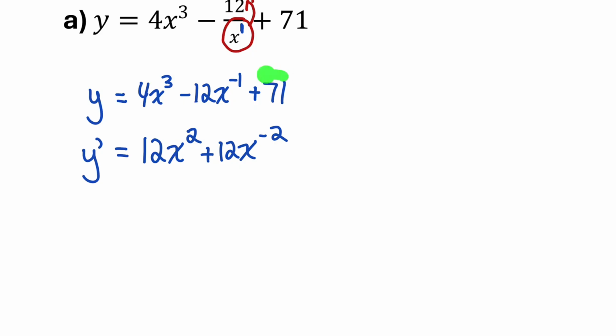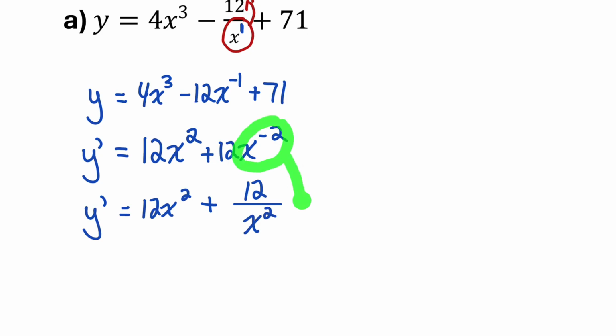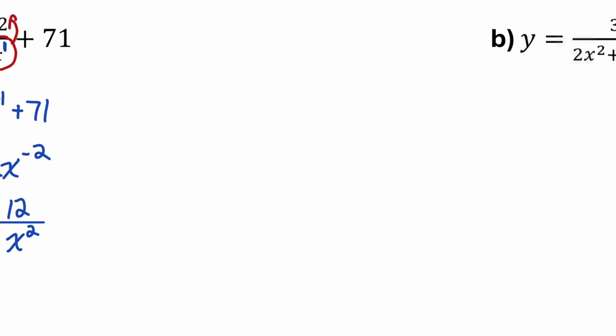And then the last term is 71, which is a constant. The derivative of any constant is 0. So I could write plus 0, but that's not necessary. And then to simplify the final answer, we shouldn't have any negative exponents in the final answer. So what I'll do is rewrite this as 12x squared plus 12 over x to the power of positive 2. We can take that power that has the negative exponent, move it down to the denominator, and that makes the exponent become positive. And I'll leave this in standard form as 2 separate terms. We could combine as a single fraction, or we could write it in factored form, but this would be an acceptable simplified final answer. And now let's move on to part B.